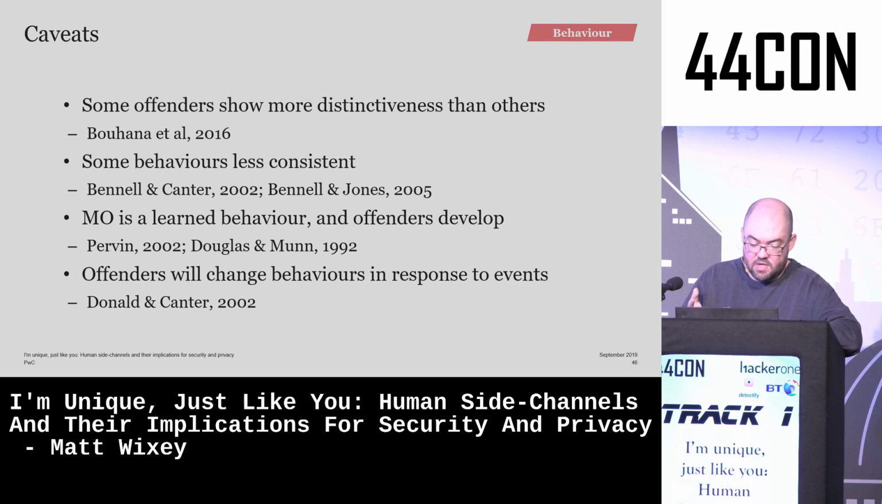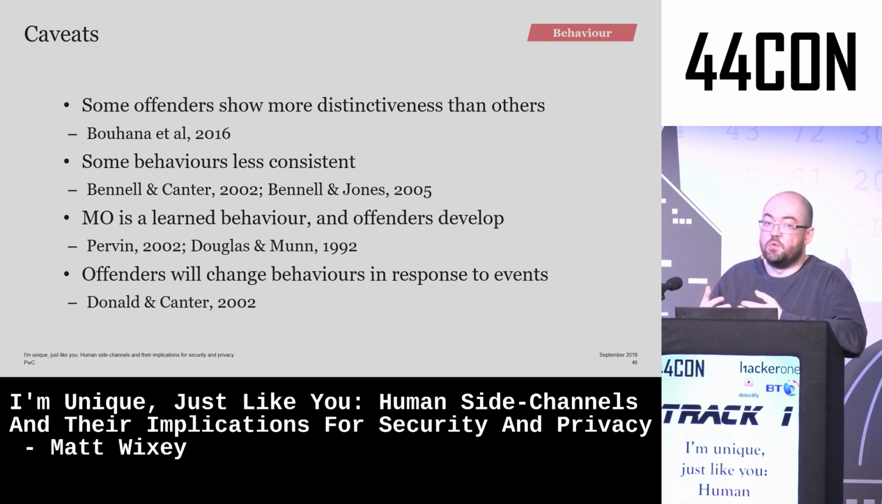And this is something that's been echoed in case linkage analysis applied to real world crimes. Crimes which involve a higher degree of interaction with a victim often show less consistency and less distinctiveness because the offender is forced to respond in a particular way, depending on what the victim does.